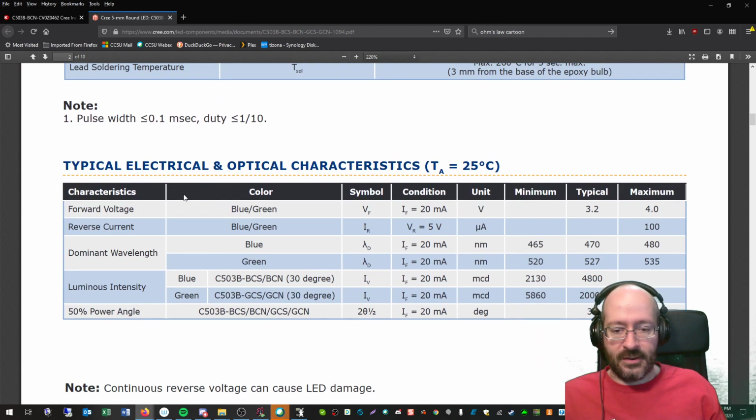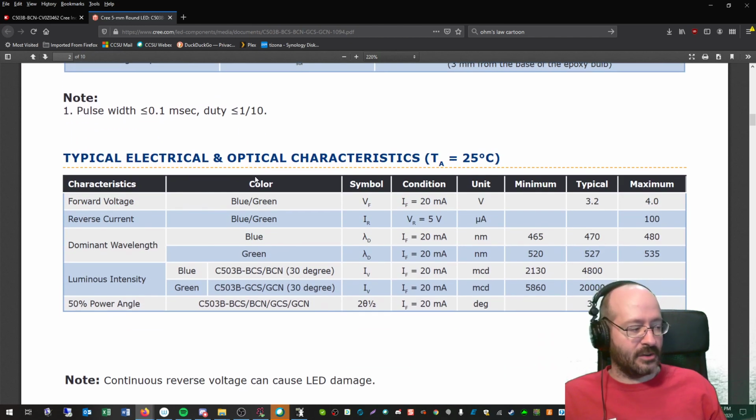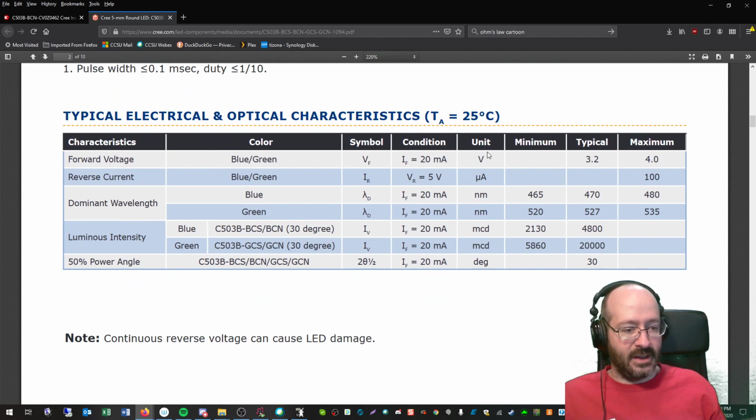But if I come down here, typical electrical optical characteristics, and I look at the units again, that's in volts, and there's my forward voltage. So that's how I read that data sheet really quickly. And it says the condition for this forward voltage is 20 milliamps. So 3.2 volts is the typical value when I have 20 milliamps flowing through it.